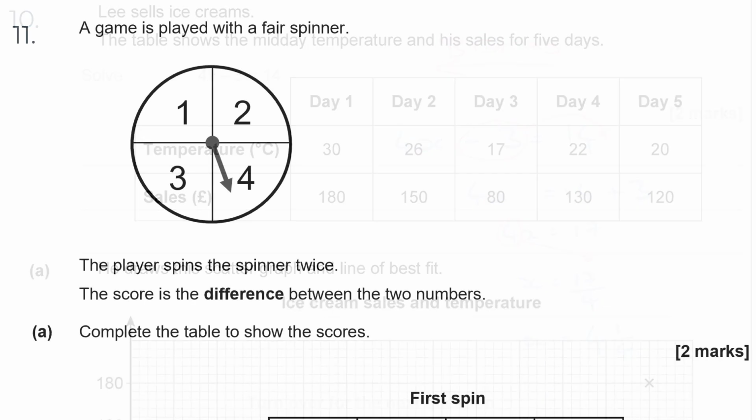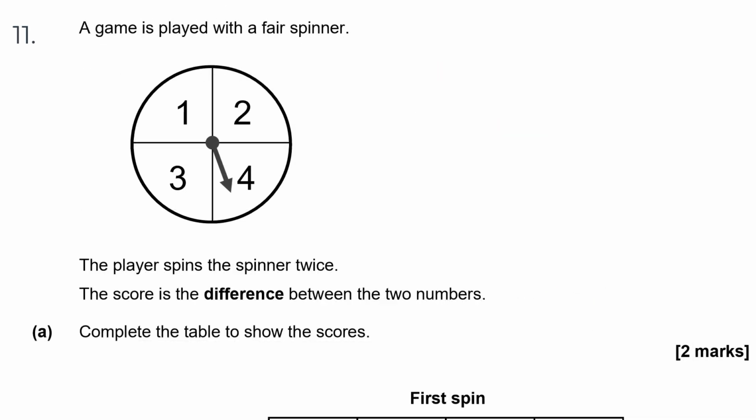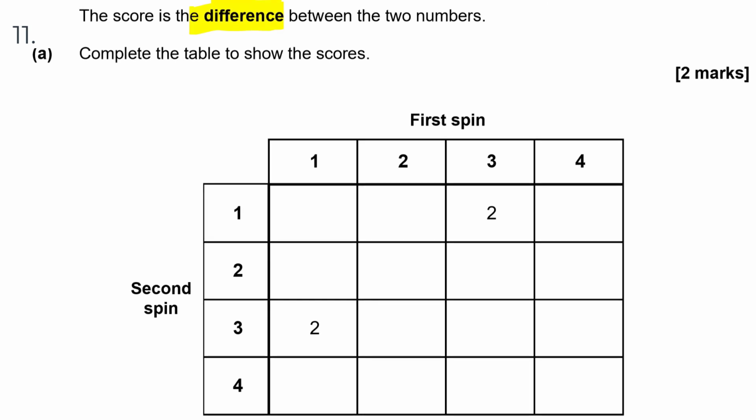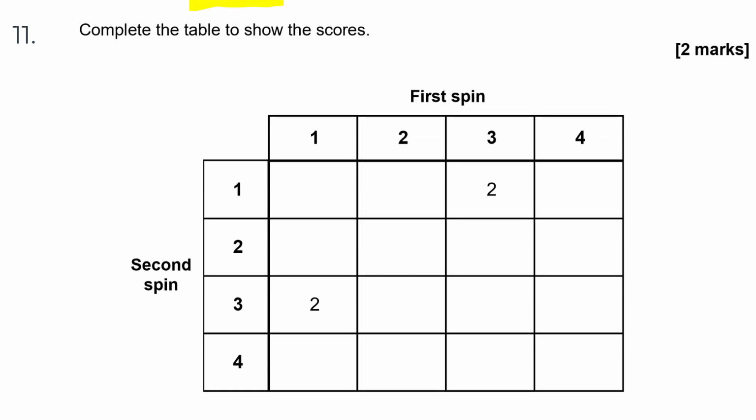A game is played with a fair spinner. You can see on the spinner it's got the numbers 1, 2, 3 and 4. They're all equally as likely because they're all exactly the same size as each other. The player spins the spinner twice. The score is the difference between the two numbers. Now, difference means in mathematics subtract. So you're going to subtract one score from the other. So complete the table to show the scores.